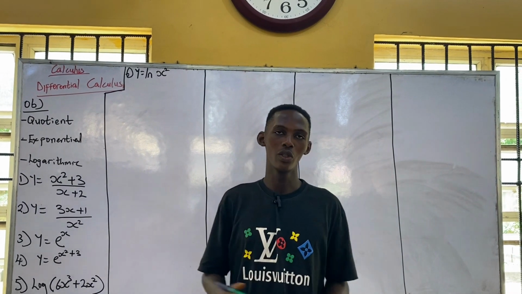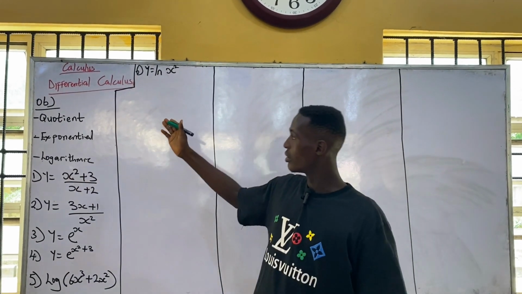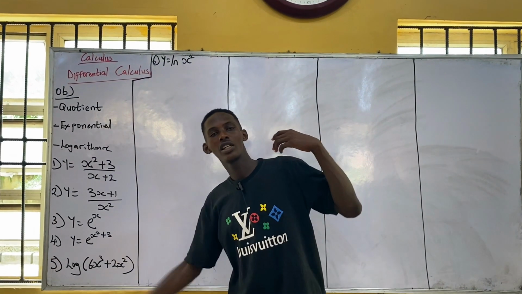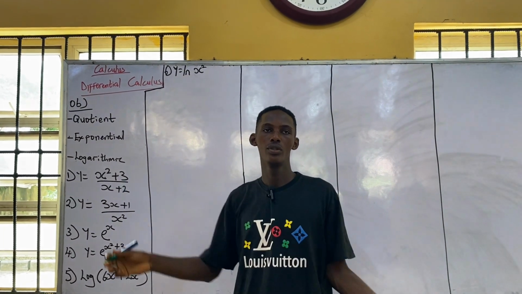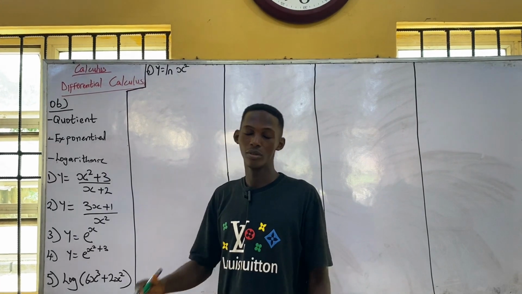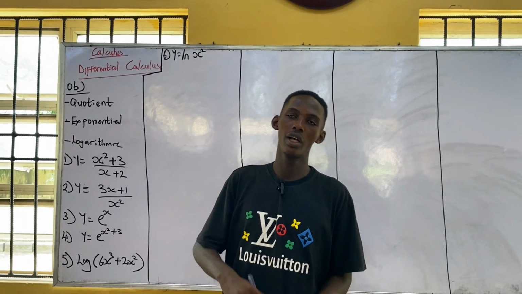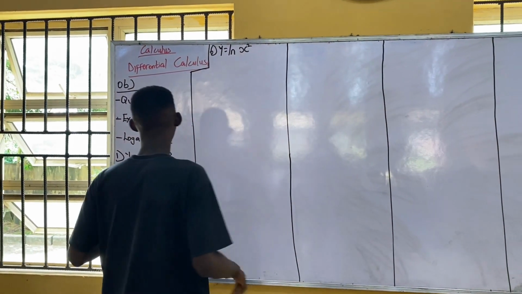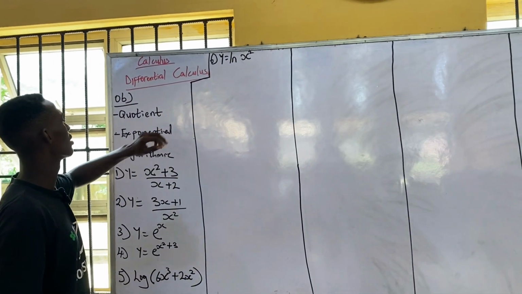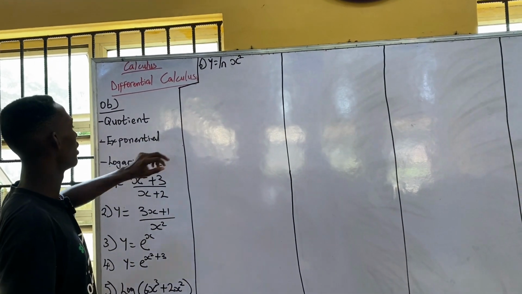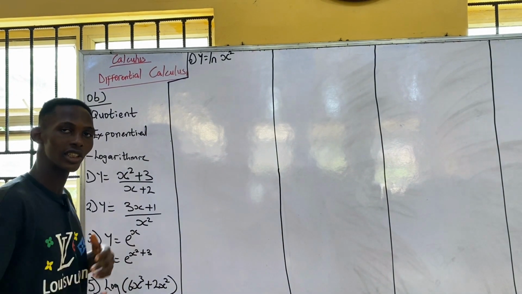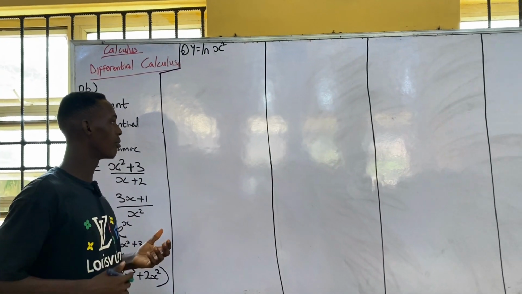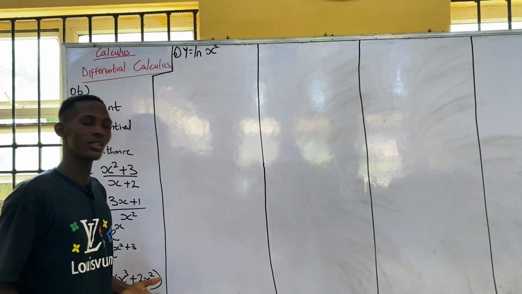And we are on the continuation of differential calculus. But in our previous class, we discussed the general formula, the product rule, the chain rule and the core rule. Sorry, quotient rule was not there. But for this class, we'll be discussing quotient, exponential, and logarithmic. And we try as much as possible to make this as quick as possible, and at the same time, you get what we are trying to say.